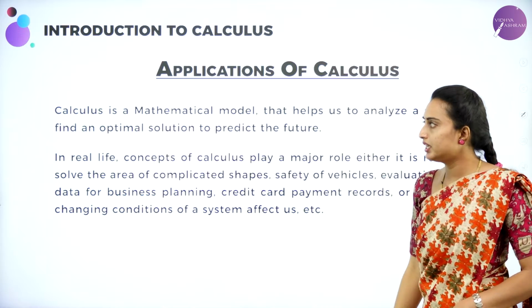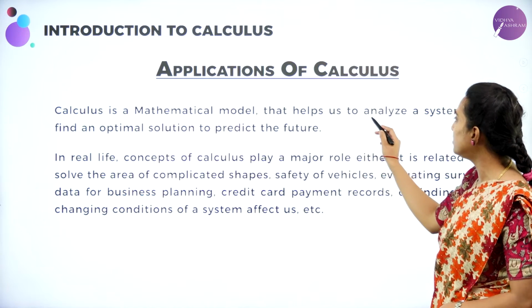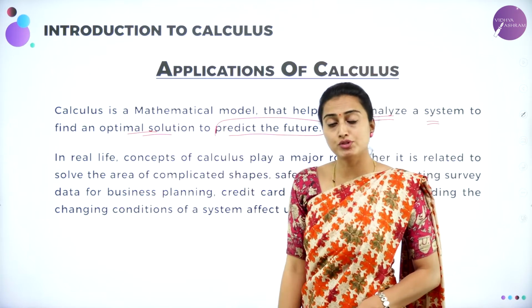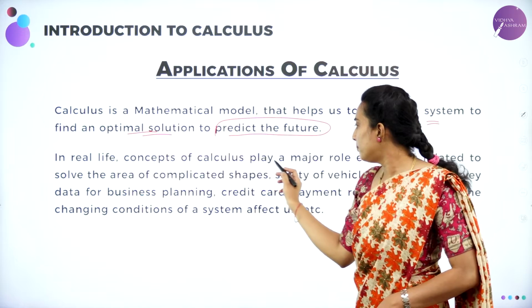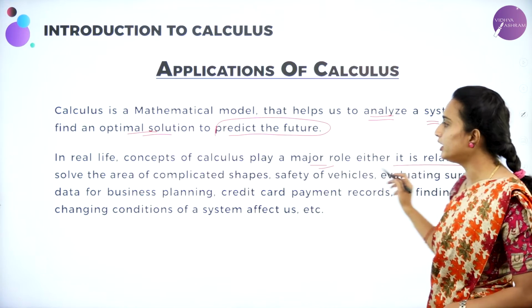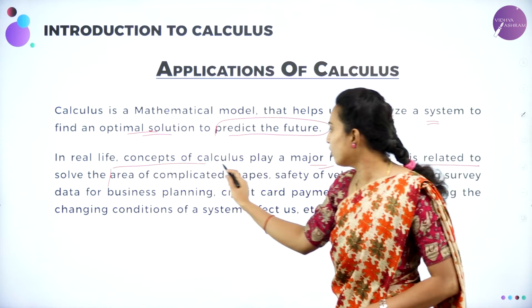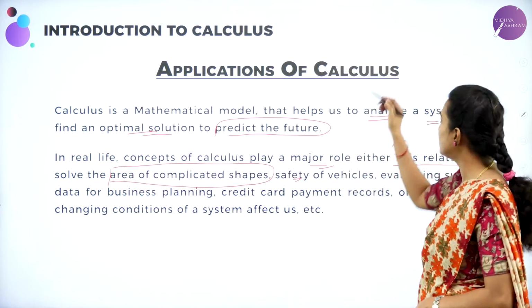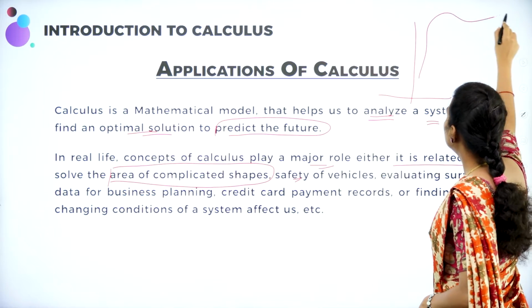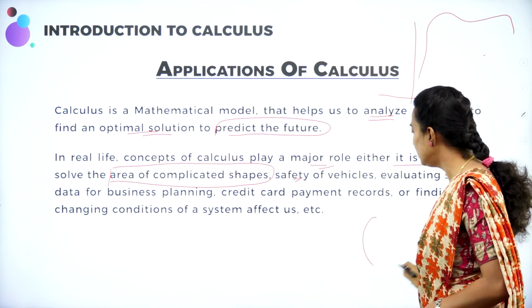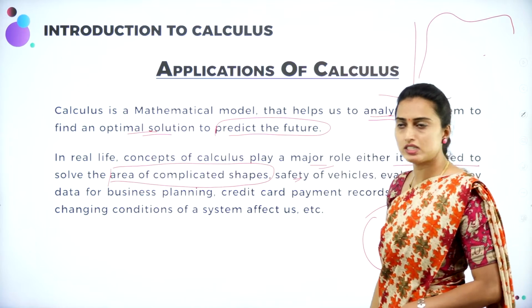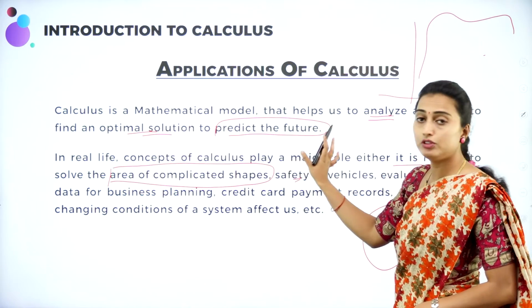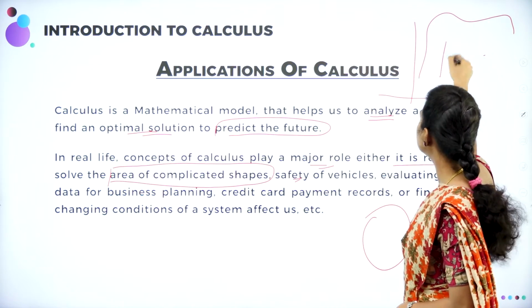Next will be applications, where we are going to use this. It helps to analyze a system, to find the optimal solution and to predict the future. In real life, it plays a major role, for example in finding the area of complicated shapes. If it is a circle, the area will be pi r square. If you are given a curve like this, how are you going to calculate the area? It will be possible by using integration. We are going to calculate this whole area, okay?